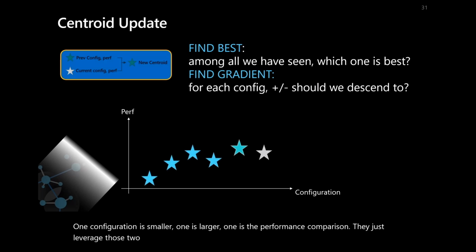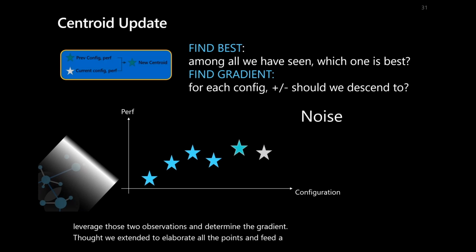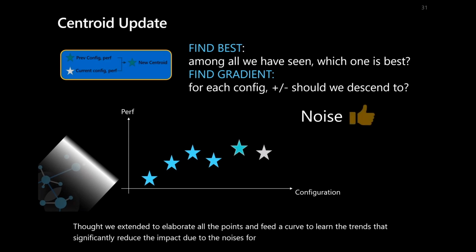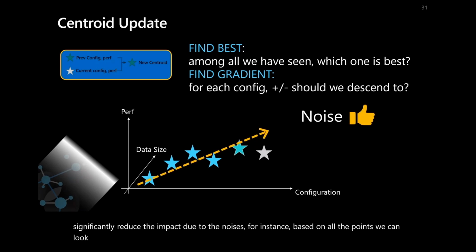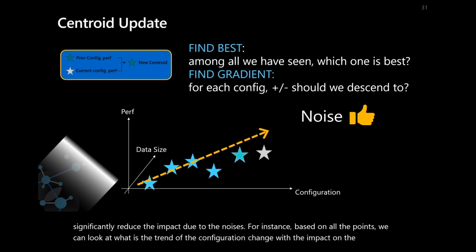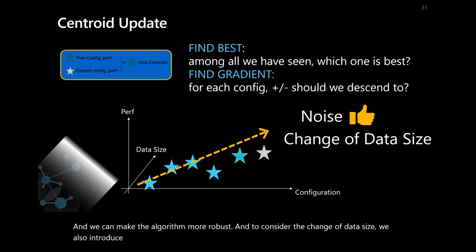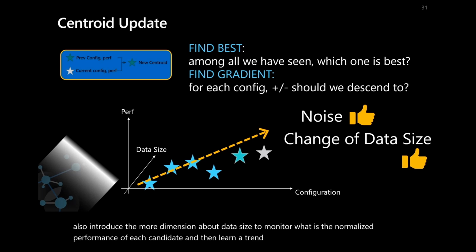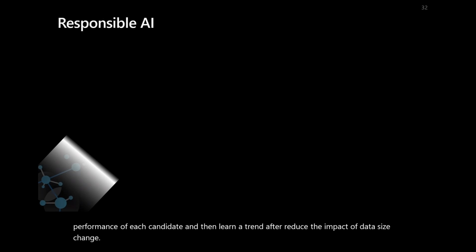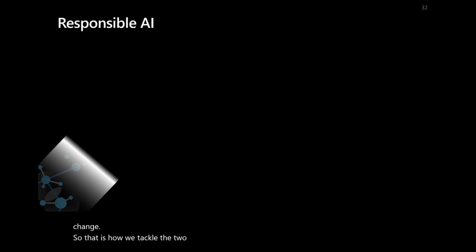In our method, we extend it to leverage all the points and fit a curve to learn the trends, which significantly reduces the impact due to the noises. For instance, based on all the points, we can look at what is the trend of the configuration change with the impact on the performance. And we can make the algorithm more robust. And to consider the change of data size, we also introduce more dimension about data size to monitor what is the normalized performance of each candidate, and then learn the trend after reducing the impact of data size change. So that is how we tackle the two challenges and make the performance more robust.